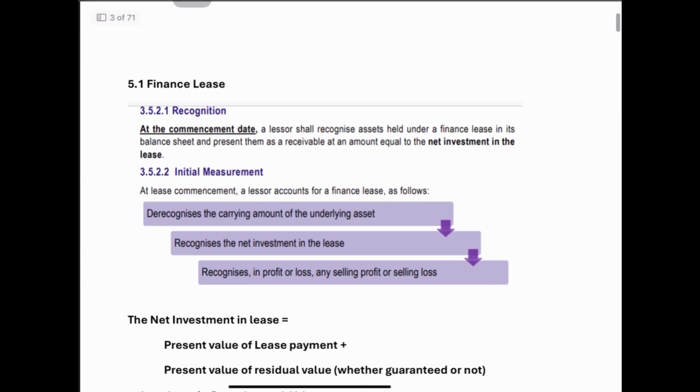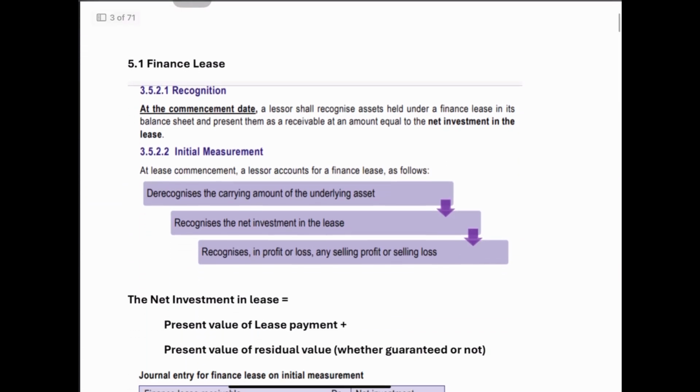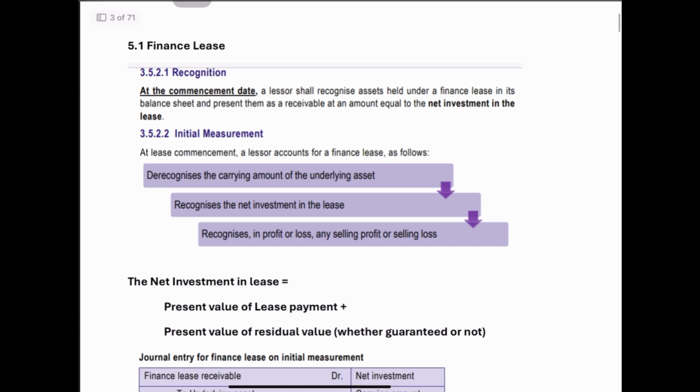Having said that, we'll see how to account for the finance lease in the books of the lessor. At the lease commencement date, a lessor shall recognize assets held under a finance lease in the balance sheet and present them as a receivable at an amount equal to the net investment in the lease.